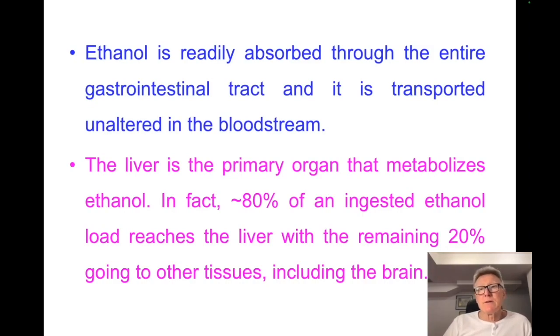The important thing that we need to know is that alcohol, or ethanol specifically, is readily absorbed through the entire GI tract. And also it's transported without being altered in the bloodstream. Basically the liver is the organ that metabolizes ethanol. In fact, 80% of an ingested ethanol reaches the liver, with the remaining 20% going to other tissues, and that includes the brain. So most of it basically is metabolized, or should be metabolized, by the liver.